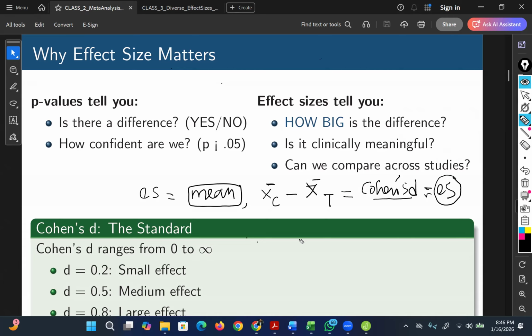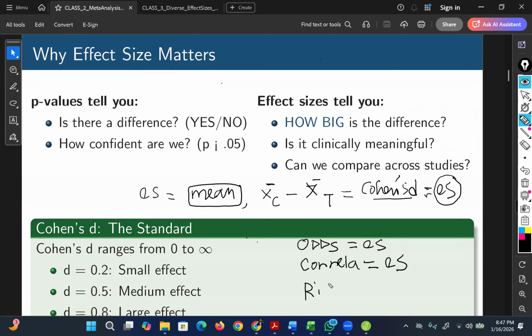Also, you find that there are binary outcomes like yes or no. In that case, we say the odds ratio is an effect size. Odds ratio is also an effect size. And then we have the correlation value, where there is an association between two variables. That is also an effect size.